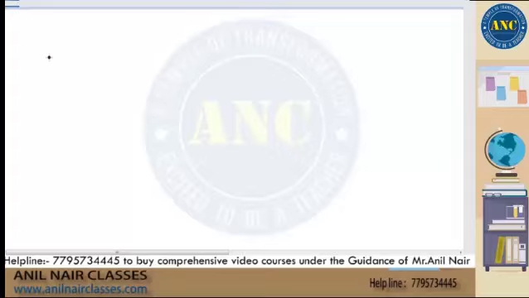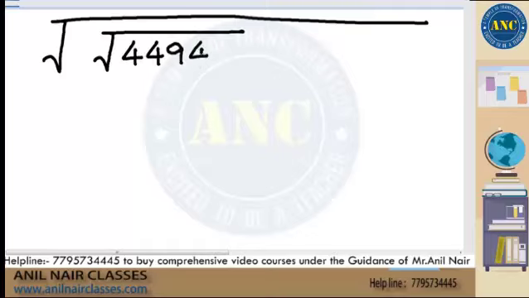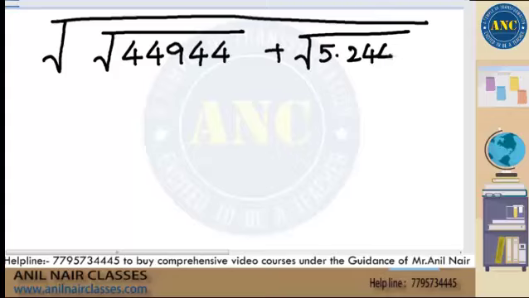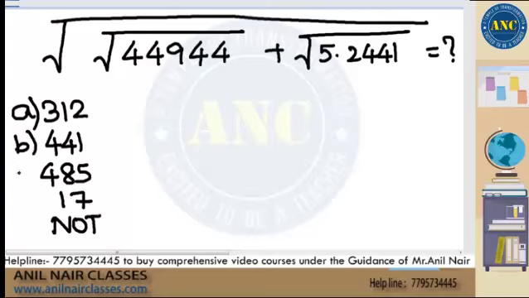Next question, see here. It's a very, very good question again. Square root of 44944 plus square root of 5.2441 is equal to question mark. Your answer options are 312, 441, 485, 17, none of these. These are your 5 answer options.